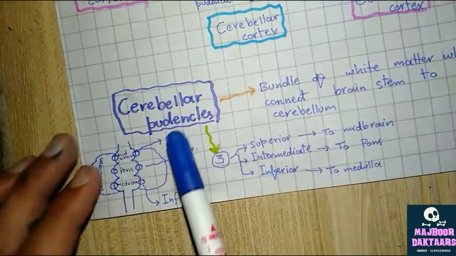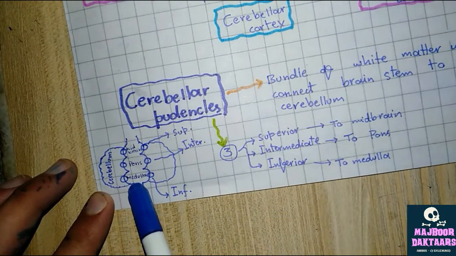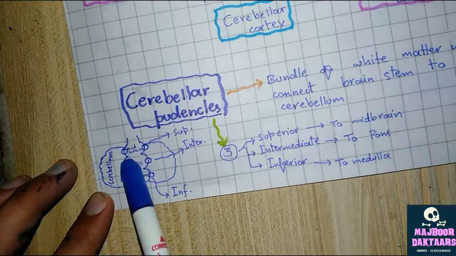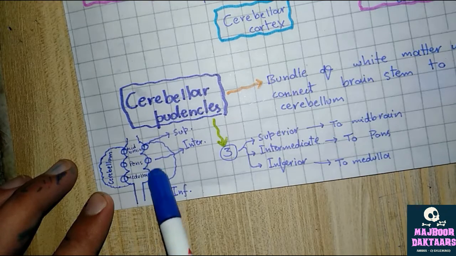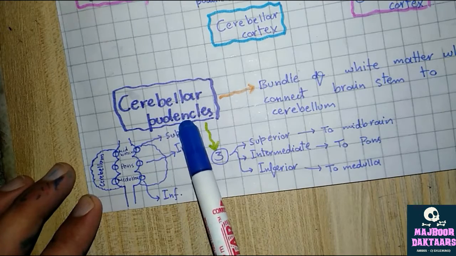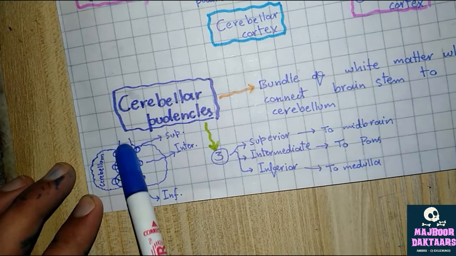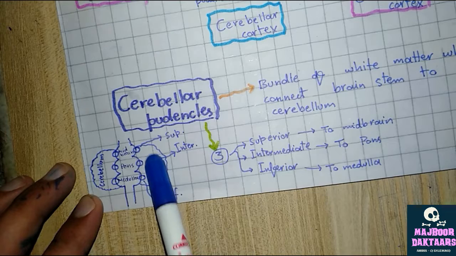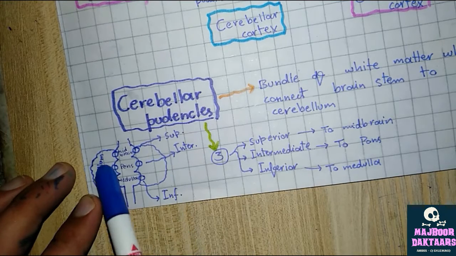For simplicity, I have drawn a simple diagram. This is the spinal cord, above it the medulla, then the pons, and then the midbrain. Now these circles are the bundles of white matter, that is the cerebellar peduncles, which are connecting this brainstem to the cerebellum. I've drawn that on both sides.